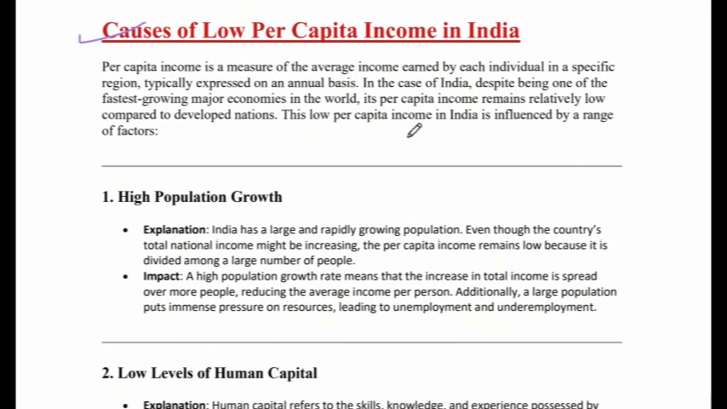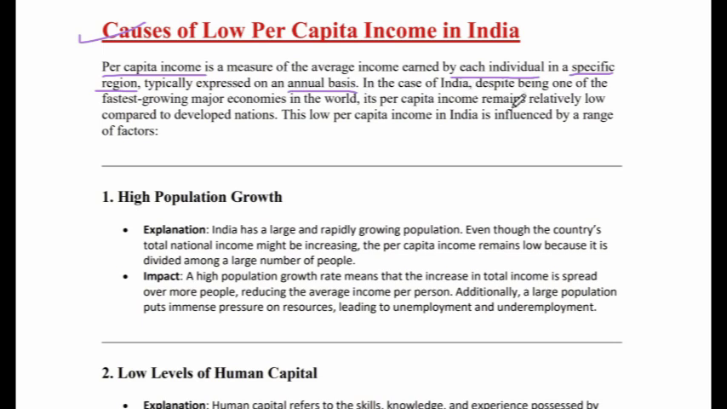ठीक है, तो ये कंक्लूड हो गया हमारा पॉपुलेशन डेंसिटी। नाउ लेट्स मूव ऑन टू द नेक्स्ट वन, causes of low per capita income in India. Per capita income is a measure. Per capita होता क्या है? Income is the measure of the average income earned by each individual in a specific region. एक पर्टिकुलर जगह पे एक आदमी ऑन एन एवरेज क्या इनकम जनरेट कर रहा है, ये हम लोग टिपिकली एक साल में देखते हैं कि एक साल में एक पर्सन कितना कमा रहा है ऑन एन एवरेज। ठीक है, उसको बोलते हैं पर कैपिटा इनकम। Per capita income is a measure of the average income earned by each individual in a specific region, typically on an annual basis.